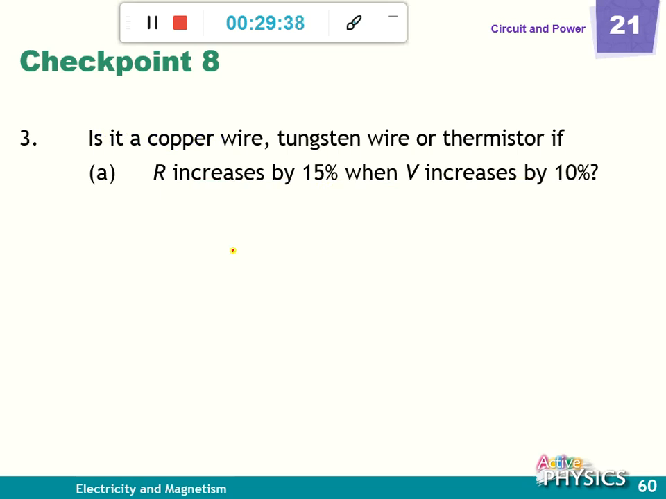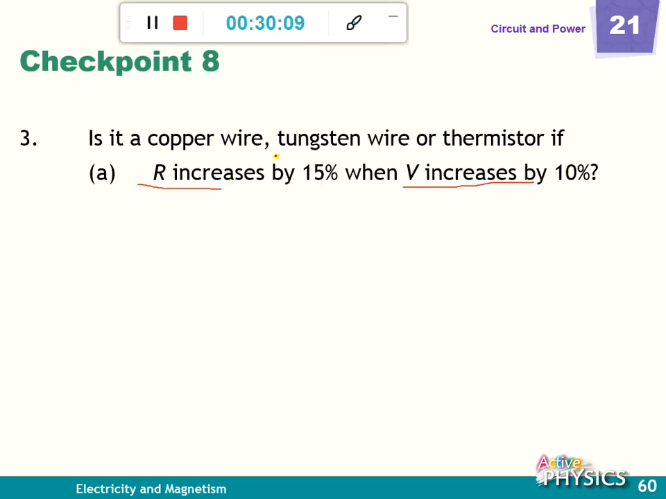Is it a copper wire, tungsten wire, or thermistor? If this one, copper wire, tungsten is the filament wire, thermistor is a temperature-sensing electronic semiconductor device. R increases by 50% when V increases by 10%. This one tells you that V increases, R will be increased. It means that this one is a non-ohmic material. It means that this one is not a copper wire.